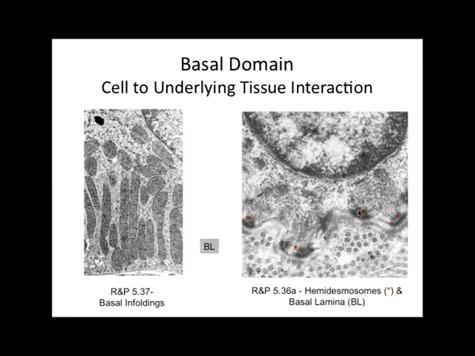However, the other one that we're going to talk about that we're seeing in epithelial cells is the hemidesmosome. Okay, so hemidesmosome, half a desmosome, and it's half a desmosome because it is not attaching to another cell. It's attaching to the matrix. So there isn't going to be a corresponding plasma membrane underneath it.